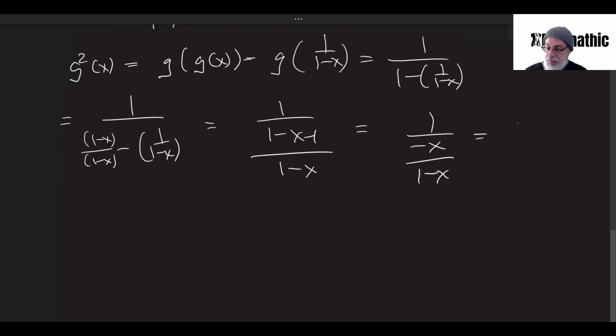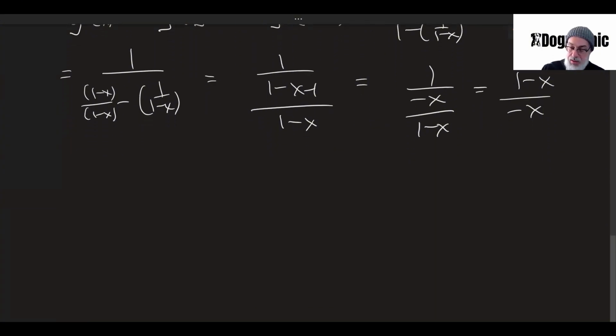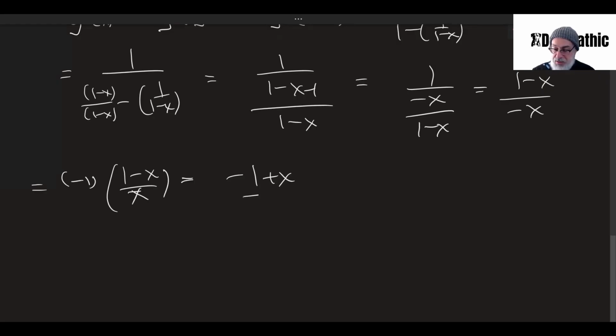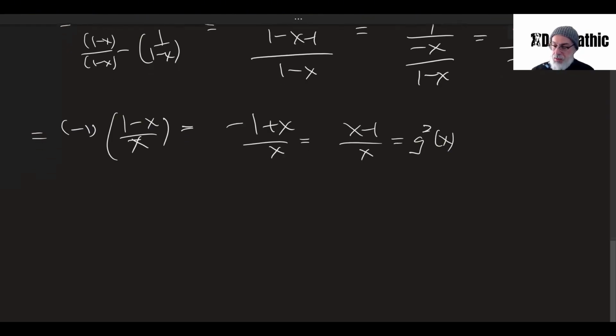Reciprocal multiplication tells us that this is 1 minus x over negative x. I don't like that negative down there, so I'm going to bring it up front. And then we just have x on the bottom here. Distribute that negative, we get negative 1 plus x over x. And then if we turn this around, it'll look like this. So this is what g squared is. So let's keep going. Let's see if we can find a pattern here.